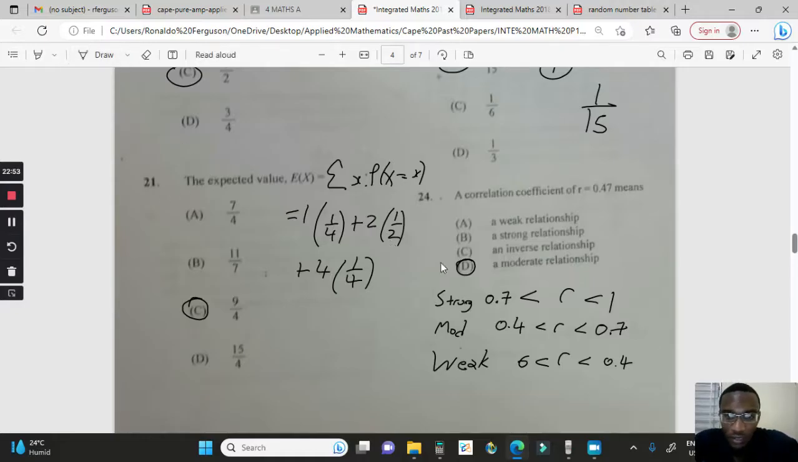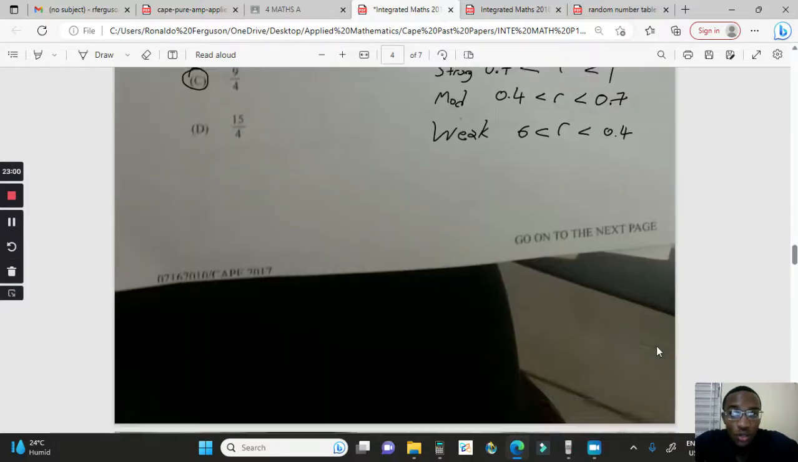It's just like a test. If you get over 70, you're strong. If you're between 40 and 70, you're moderate. If you're under 40, then you're not doing so well.